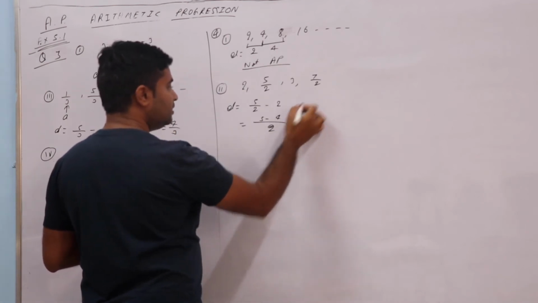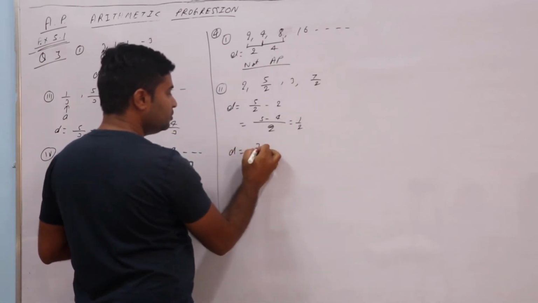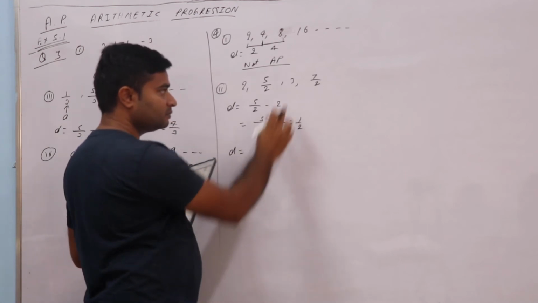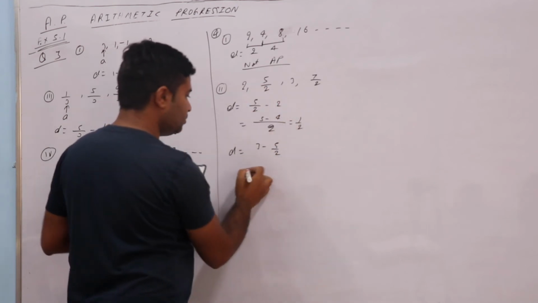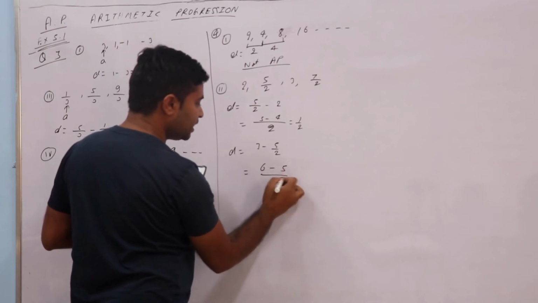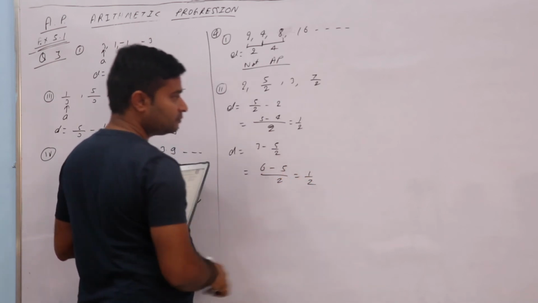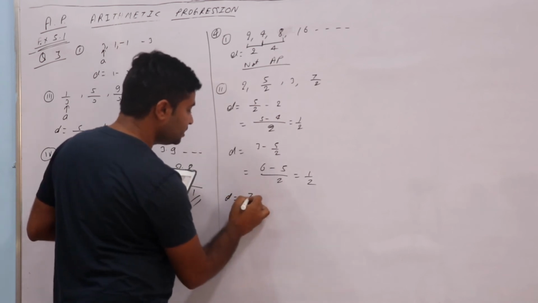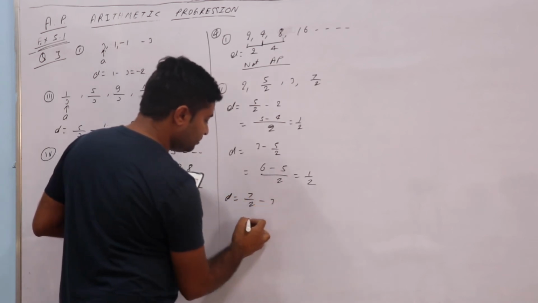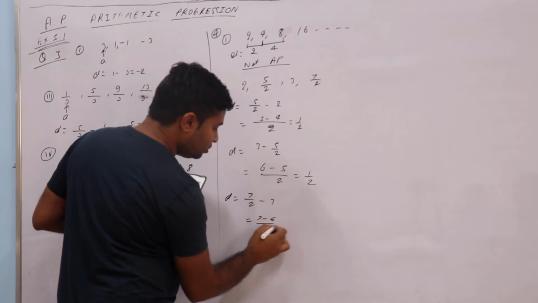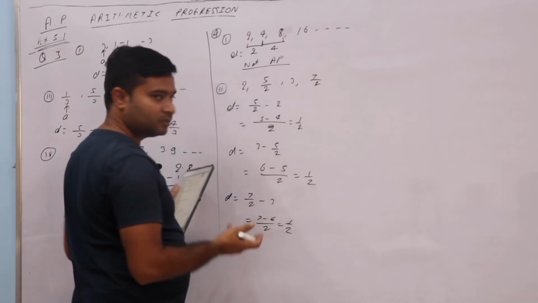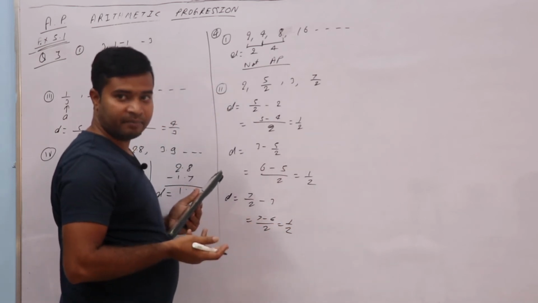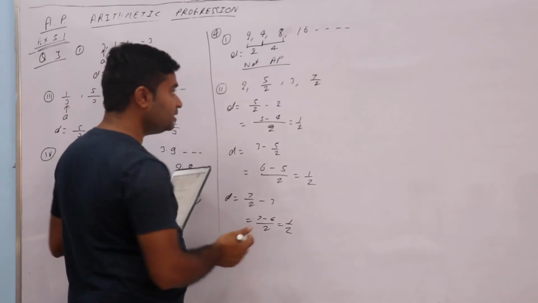Next, find one more time. d is equal to 3 minus 5 by 2. LCM will be 2, so 6 minus 5 by 2, again 1 by 2. Both places came the same. It is an AP. One more time check: 7 by 2 minus 3 means 7 minus 6 by 2 is equal to 1 by 2. So this is in AP. Yes or no?